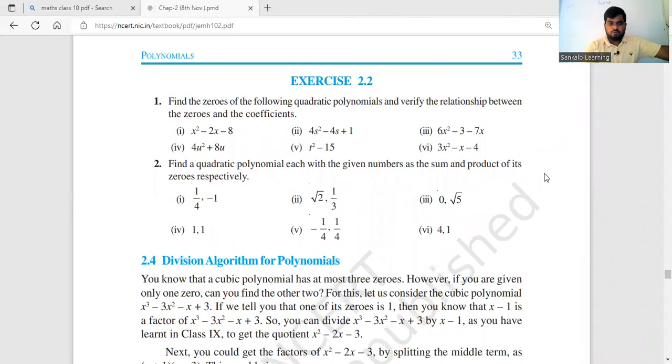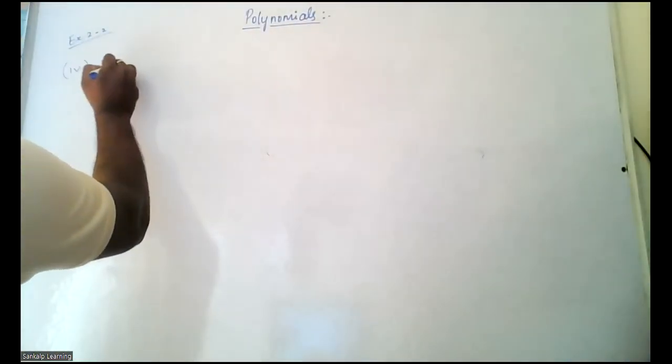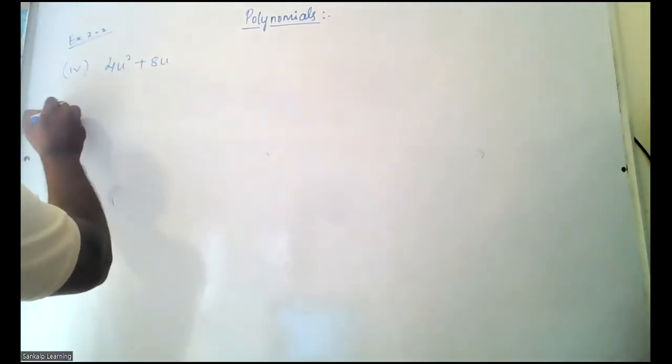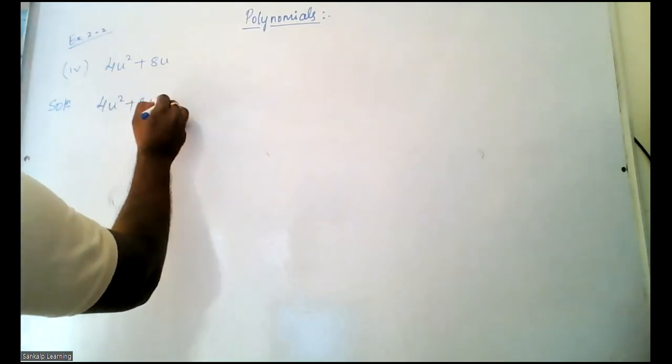So let's get into the fourth question. 4u square plus 8u. This is a polynomial in u, variable u. Okay. 4u square plus 8u. The first step is equate the polynomial to 0.